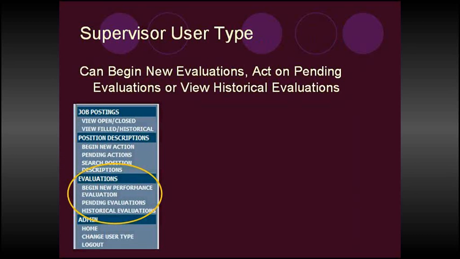The supervisor user type has these three options. They can begin a new performance evaluation, or look at pending evaluations, or again go back and look at historical evaluations for the folks that they have supervised. Once the evaluation's been routed into a completed status, it moves into historical evaluations. So that's where you should be able to find all of them.